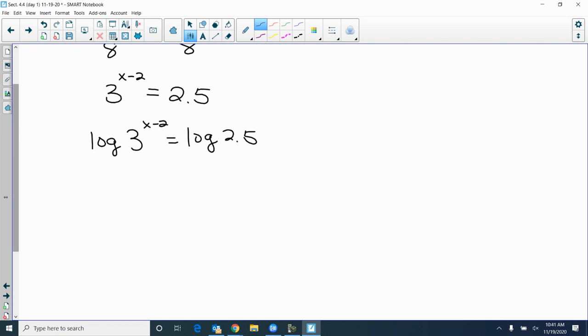All right, x minus 2 goes out in front. And you need to treat it and basically put parentheses around it. Because you don't want to view it as 2 times the log of 3, it is x minus 2 times the log of 3.